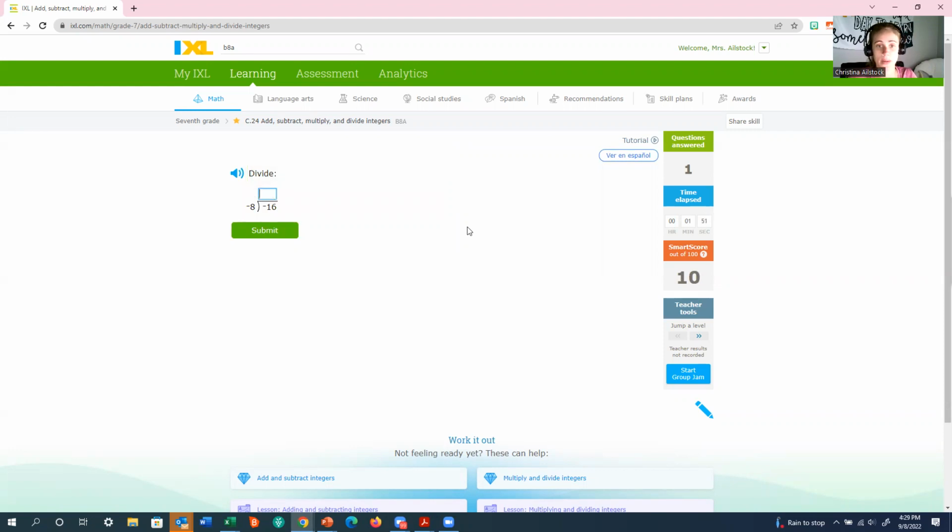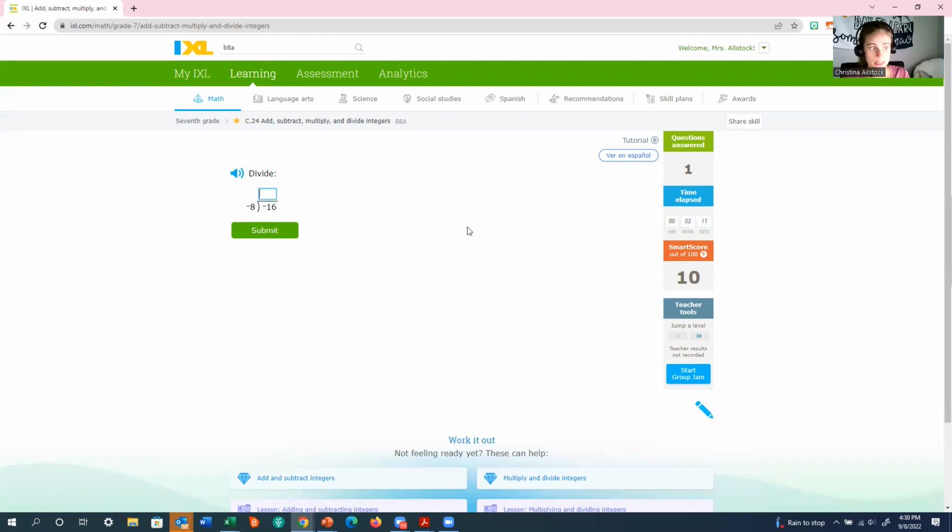-16 divided by -8. All right, we have a division. Our multiplication and division rules are the same. If the numbers have the same sign, your answer will be positive. If your numbers have different signs, your answer will be negative. What do we have here?